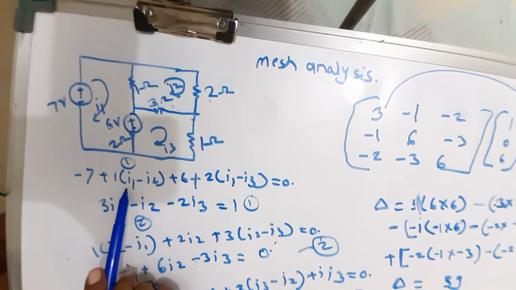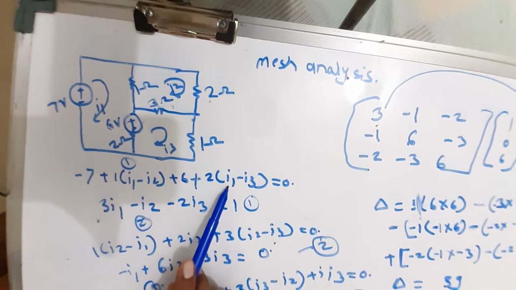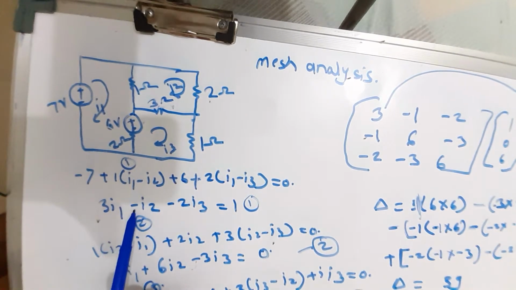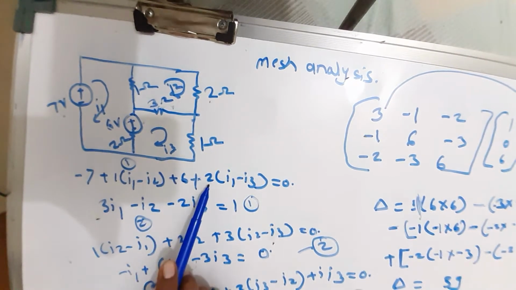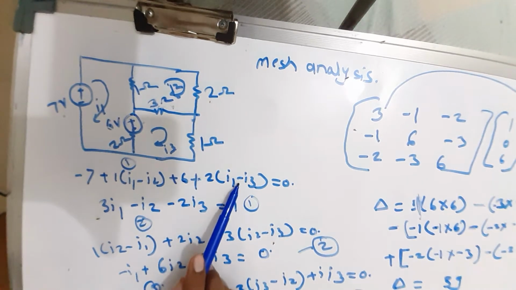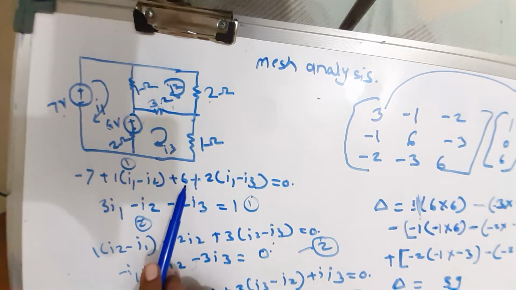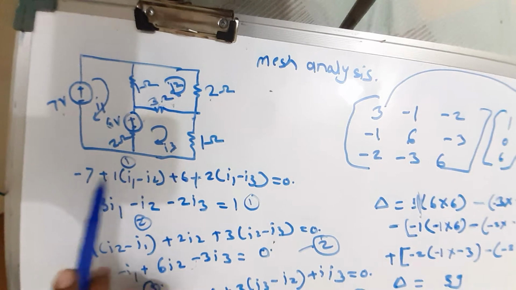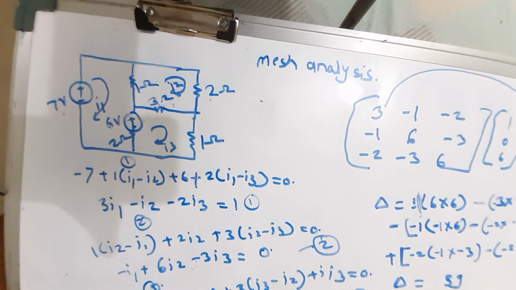Here this is plus 1 I1, and here plus 2 I1, so 2 I1 plus I1 is 3 I1. Similarly here it is minus I2. Then we go for I3. Here it is minus 2 I3, which I will put here. Here 6 plus 6 minus 7 is minus 1, so minus 1 on the other side becomes plus 1. So this is the first equation.